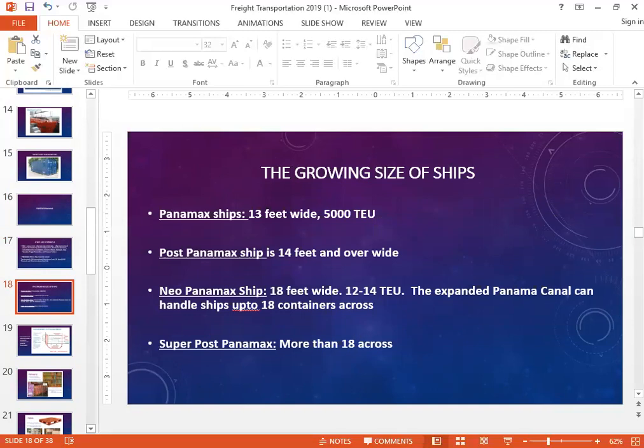Another interesting thing that's happening as far as transportation goes is that the size of ships has been increasing. You can tell, for example, at one point, the Panama Canal was one of the key canals for transportation of goods. And so a lot of ships were named Panamax ships, derived from the Panama Canal. Generally speaking, the ships in the olden days were 13 feet wide, and up to 5,000 TEUs could fit on these 13 feet wide ships.